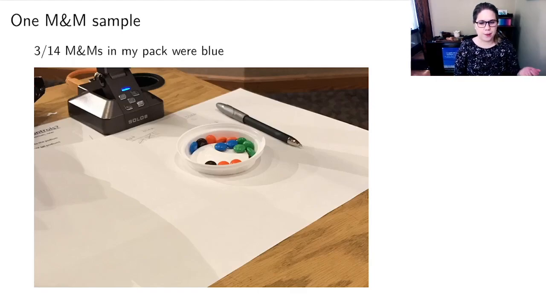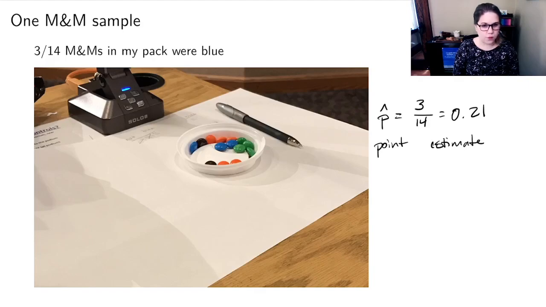Then we would each open up our pack of M&Ms and compute how many M&Ms in the pack were blue. So this would be a sample statistic, a sample proportion, p hat. The last time I did this, I had 14 M&Ms in my little pack, and 3 of the 14 were blue. So my sample proportion was 0.21. That's my best point estimate for the proportion of blue M&Ms in the population. If you asked what percent of M&Ms in the world are blue, I would say my best guess is 21%.